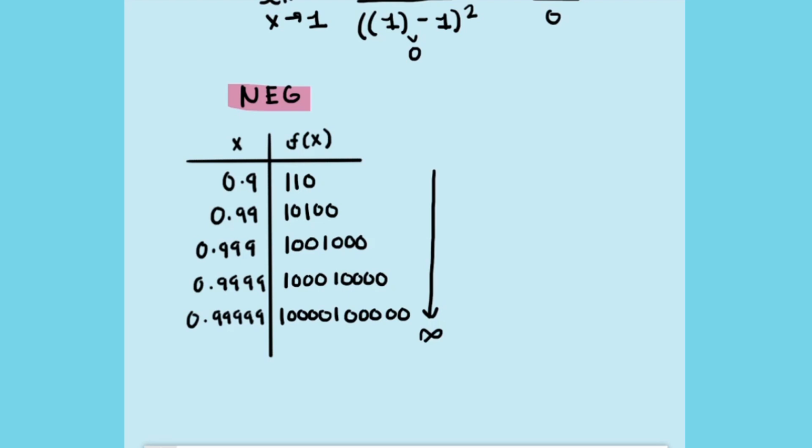Now I told you I'm going to show you the values approaching 1 from the positive direction, showing you that it doesn't matter which direction you pick when x is just approaching 1, because you'll get the same result. So I'm going to make that table real quick.